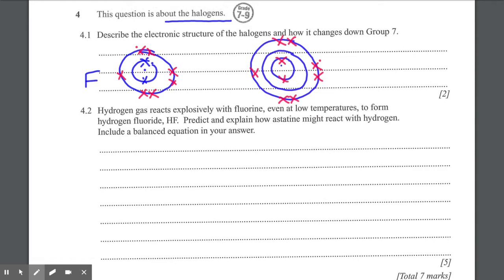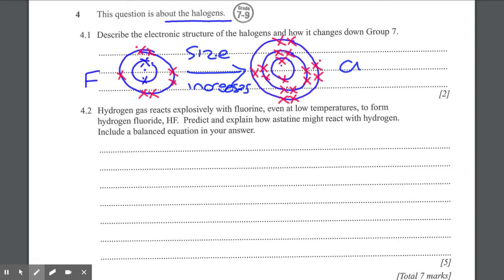The only difference is it now has an extra inner shell because it's got more electrons and therefore requires more shells in order for those electrons to be occupied. But characteristically, everything down group 7 has 7 electrons in its outer shell. The difference is the size increases as we go down group 7 due to the presence of more and more shells as we go down.